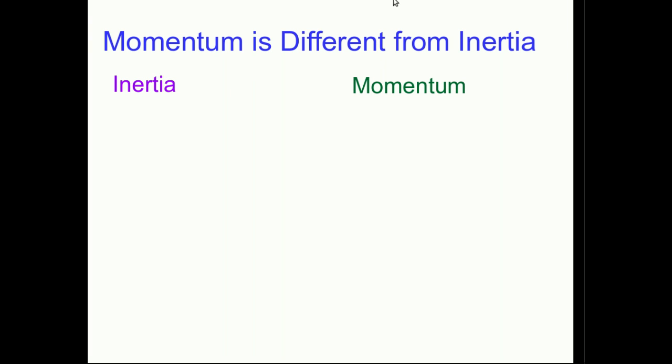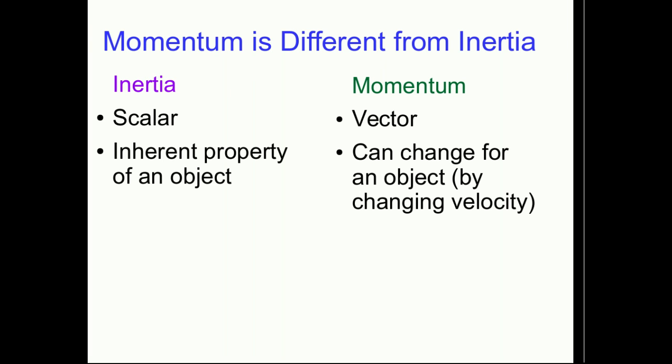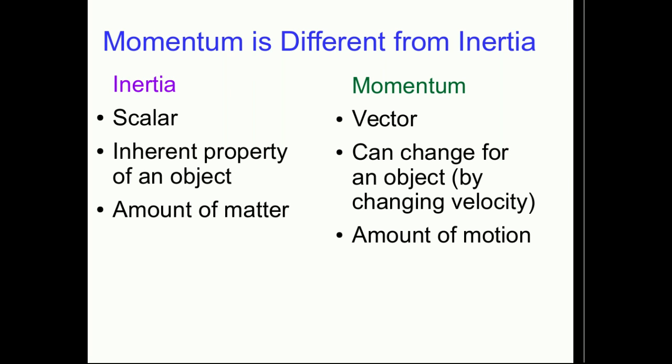Inertia and momentum aren't particularly commonly used words in everyday speech, but when people do use them, they tend to use them to mean almost the same thing. And this leads to some confusion because in fact they're very different. For example, inertia is a scalar, but momentum is a vector. Inertia is an inherent property of an object. You can't change an object's inertia except possibly by breaking it up into pieces, but then arguably you've got a new, different object. Whereas momentum can be changed easily. You just have to change the object's velocity.